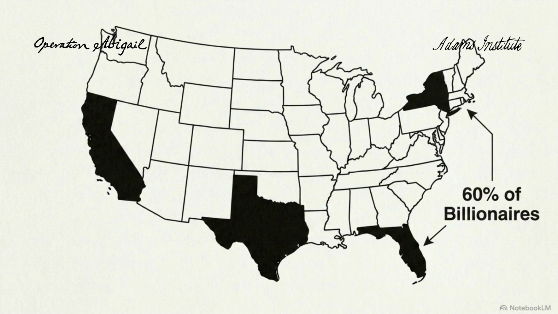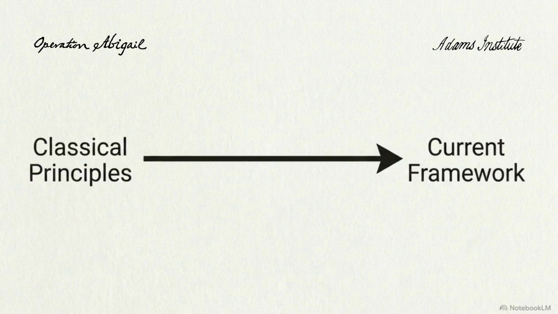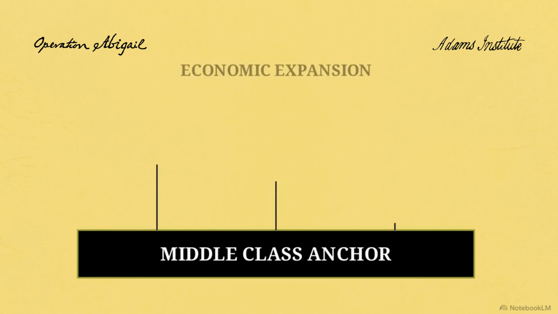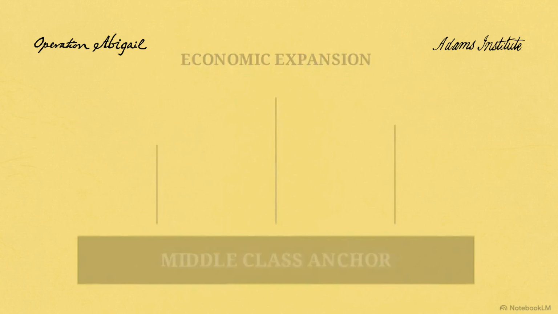While 60% of billionaires reside in only 4 states, 38 states are required for ratification. Distributing revenues directly to the states creates a race to ratify and secure a permanent fiscal advantage. Operation Abigail adapts classical Republican logic to the conditions of a modern digital commercial economy. As the national economy expands, the middle class remains the primary anchor of American capitalism.